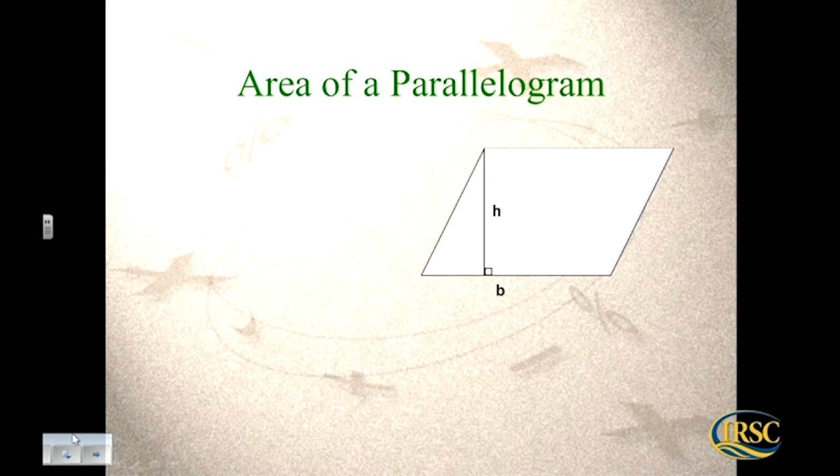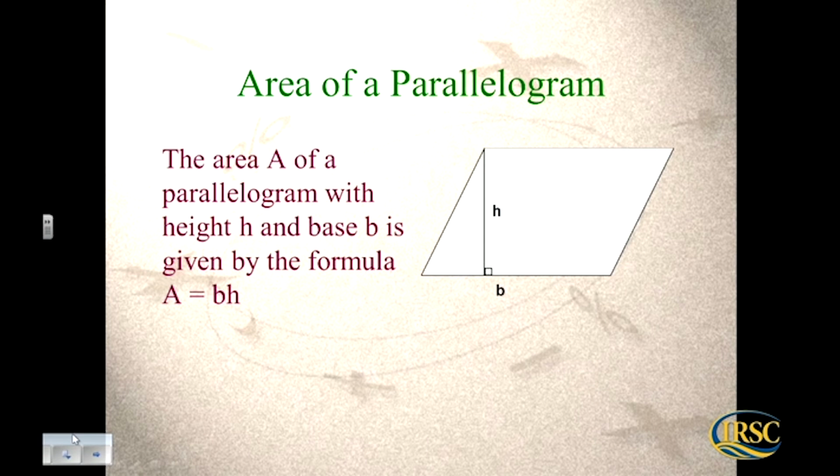So a parallelogram. Remember that this is when you take that rectangle and you tilt it slanted. And so we label the height and the base. So the base is just one of the sides, and the height has to be the distance that's perpendicular. Okay, perpendicular meaning that it forms a right angle to that base. So the perpendicular distance from one side to the opposite side is your height. And your formula is just base times height.